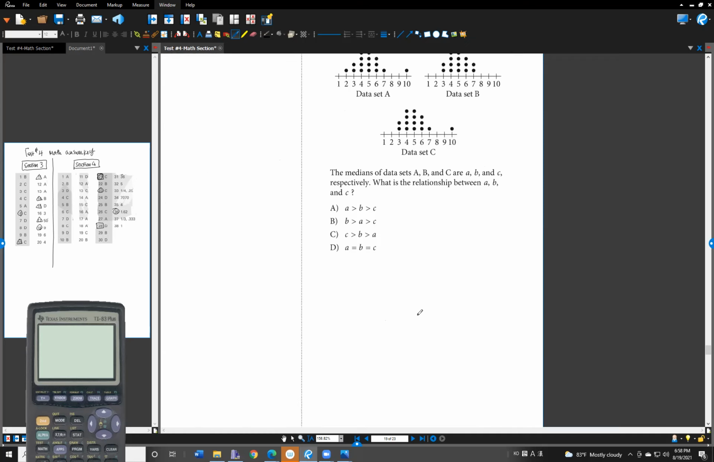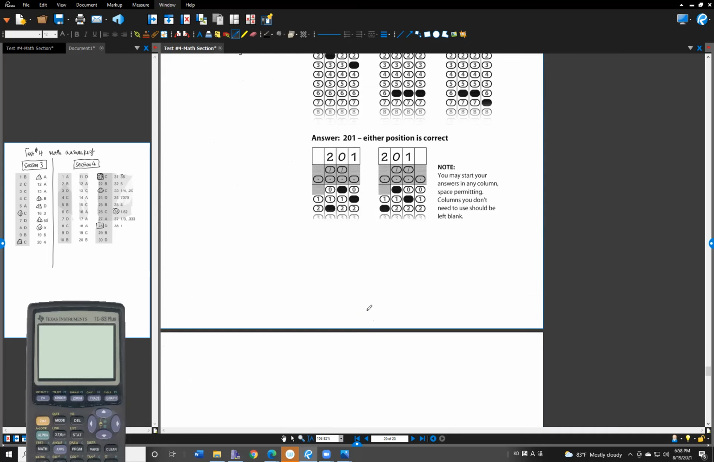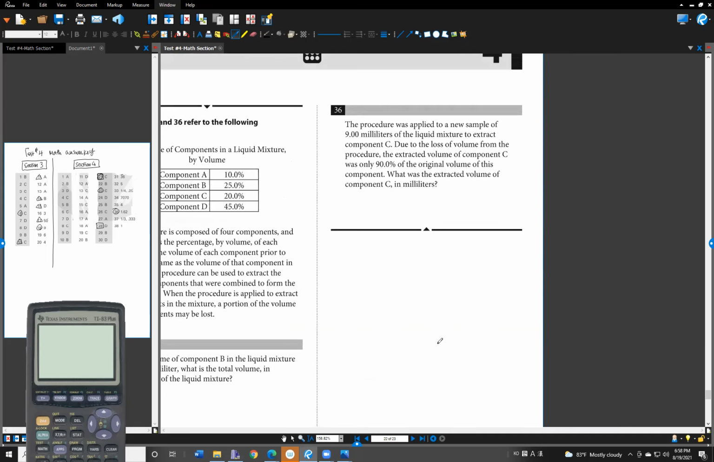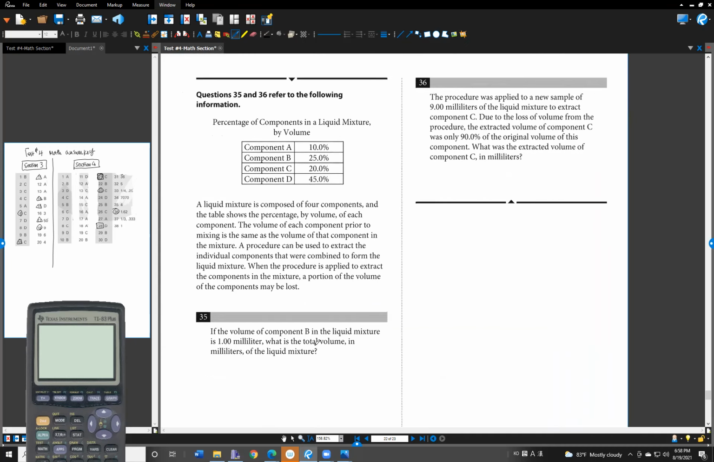Number 36. Is it 30? Oh, this is 36. Oh, yeah. Okay, I have to read this one.